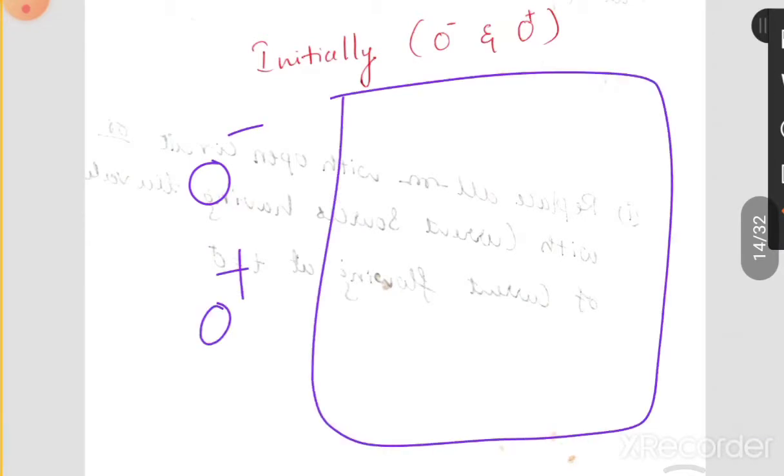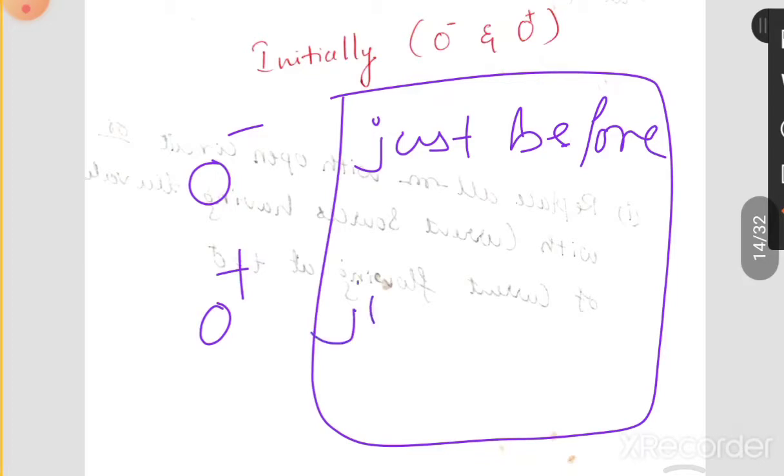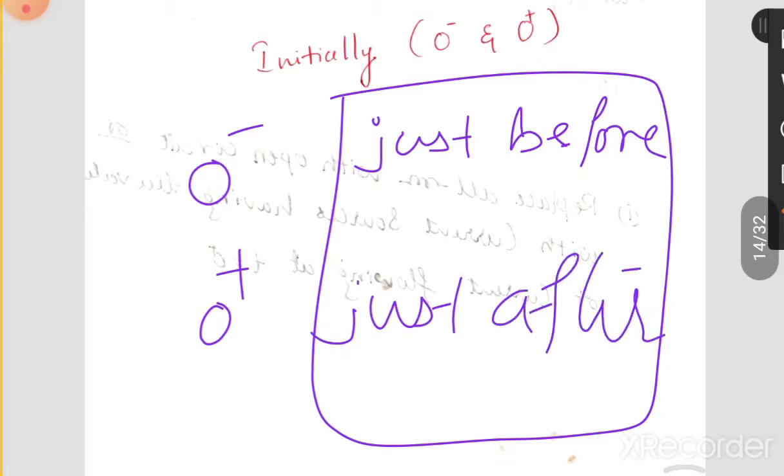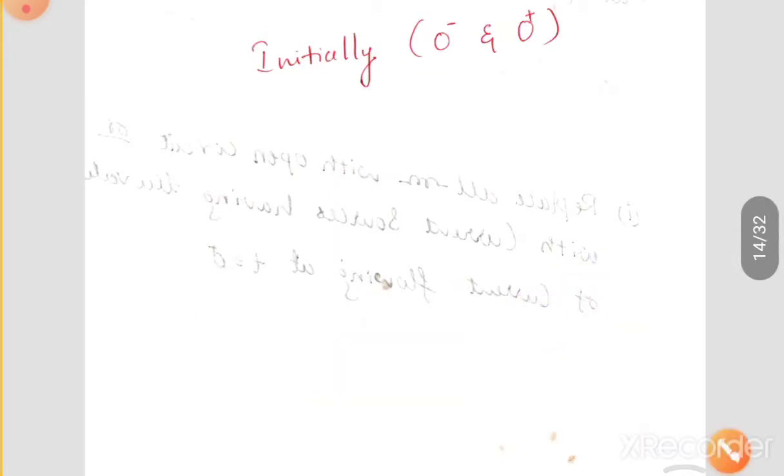So 0 minus means just before, whether you are closing or opening, whatever you may be doing with respect to that switch. And 0 plus means just after, whether you are closing it or opening it, whatever the case may be. 0 minus is just before what you are doing, 0 plus is just after what you are doing.